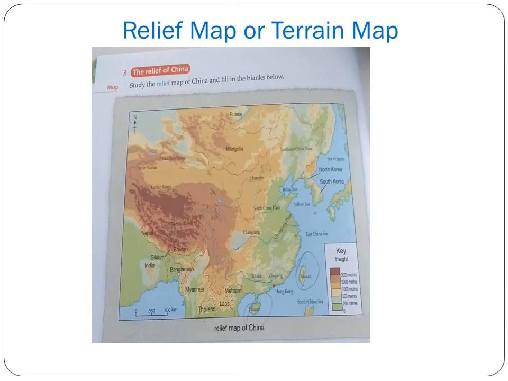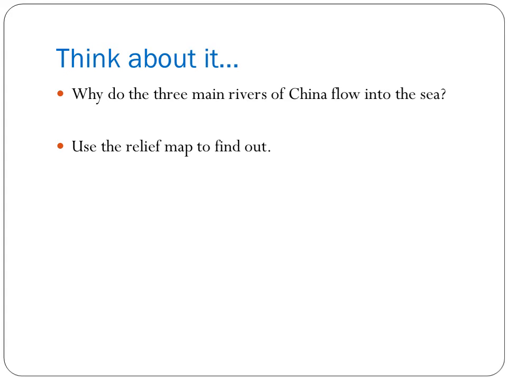Right? So now my question is, why do rivers go into East China Sea? They fall into the ocean on the eastern side and they don't go towards the western side. Why do the three main rivers of China flow into the sea? Well, you need to think about that. Use a relief map to find out, look at it carefully, all the three rivers, where are they originating, why are they flowing into the sea? Think about the heights of different parts of China. It's a hint.